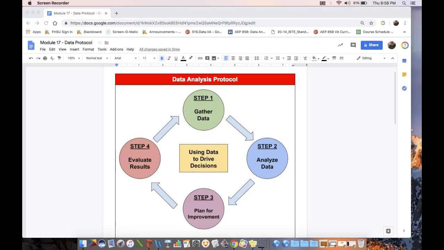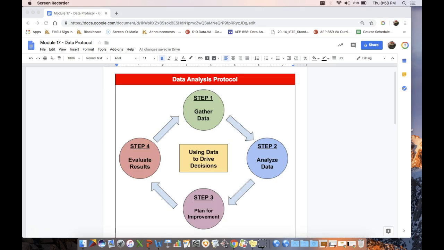Hello, my name is David Penner, and this is my Module 17 assignment for AEP 858, and it is titled Data Analysis Protocol. In this assignment, we're supposed to come up with a protocol for our teachers to follow in order to use data analysis to drive the decisions that we make within our schools.